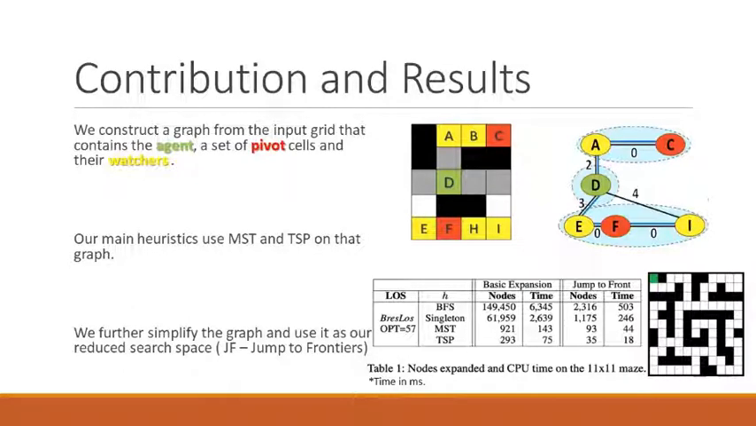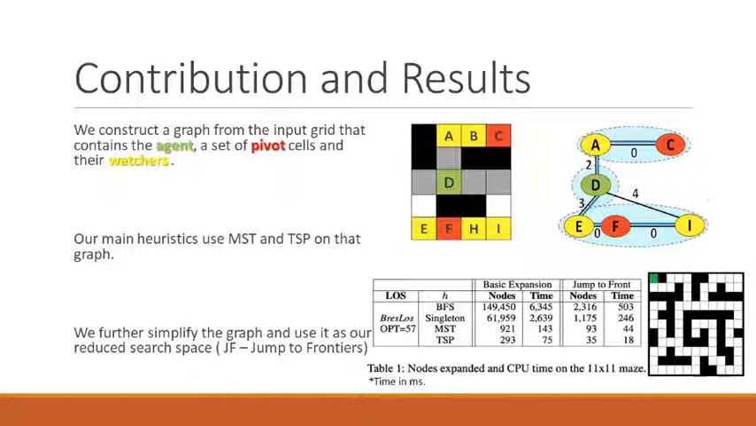A path on this graph that contains all the pivots is a lower bound to our problem. So in order to compute our heuristics, we use the MST, minimal spanning tree, and a variant of the traveling salesman problem, TSP, which has a known starting location, and the path isn't a cycle. Using four-way movement and these heuristics is our first method, which is called basic expansion.